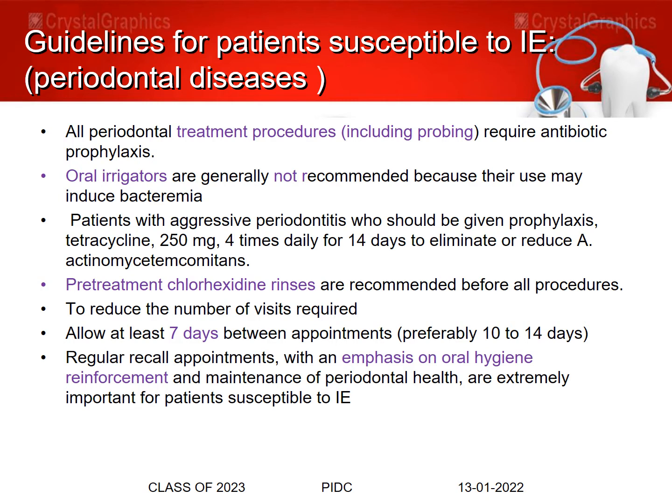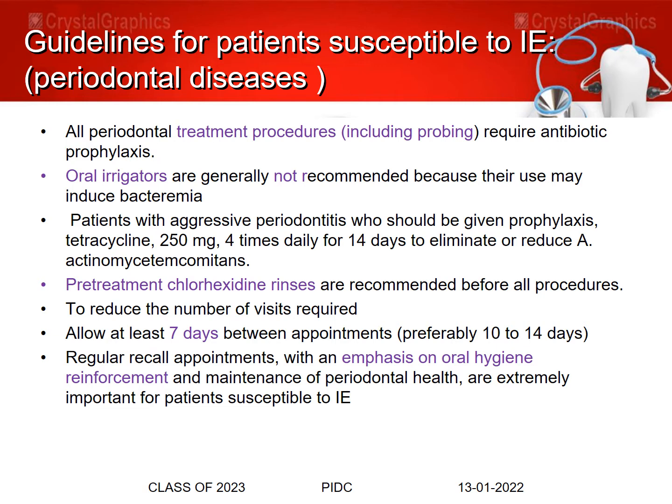Now coming on to guidelines for patients susceptible to infective endocarditis, all periodontal procedures including probing require antibiotic prophylaxis. Oral irrigators are generally not recommended because they induce bacteremia. Patients with aggressive periodontitis should be given tetracycline 250 milligrams 4 times daily for 14 days to reduce or eliminate A. actinomycetemcomitans presence. Pre-treatment chlorhexidine rinses are required to reduce the number of bacteria. Allow at least 7 days between appointments.